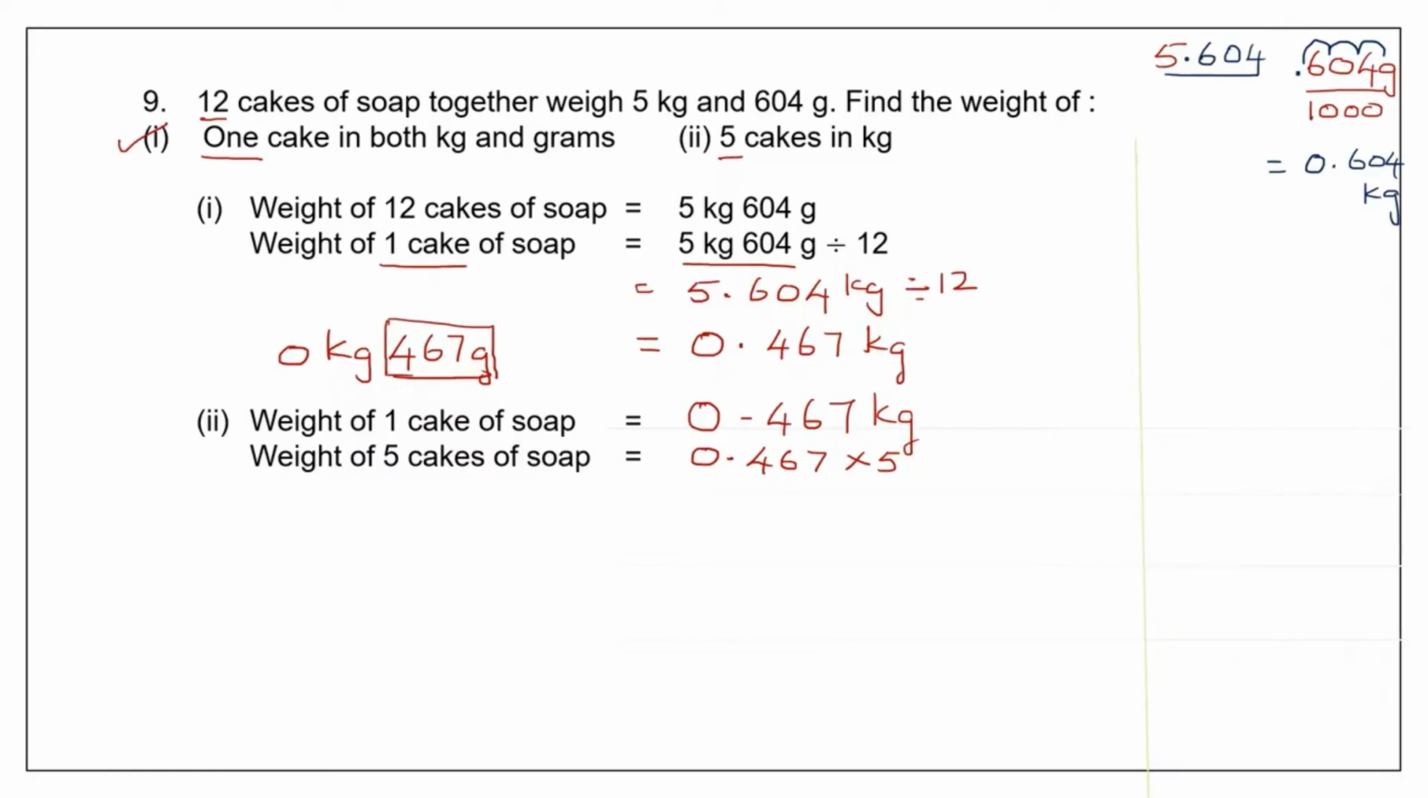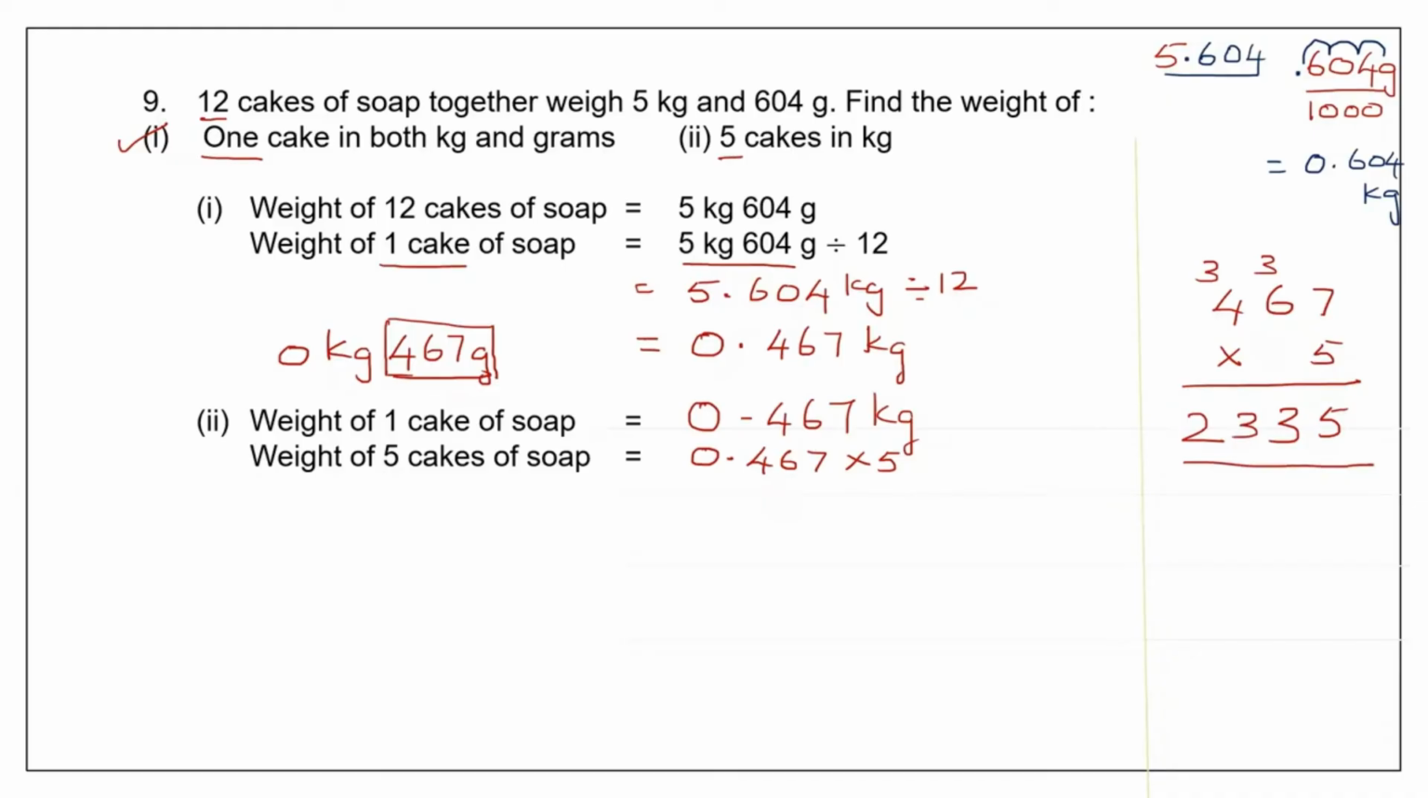0.467 into 5 is a decimal multiplication. We're going to ignore the point and write 467. We're going to multiply this by 5. 5 sevens are 35, carry 3. 5 sixes are 30 plus 3, 33, carry 3. 5 fours are 20 plus 3, 23.